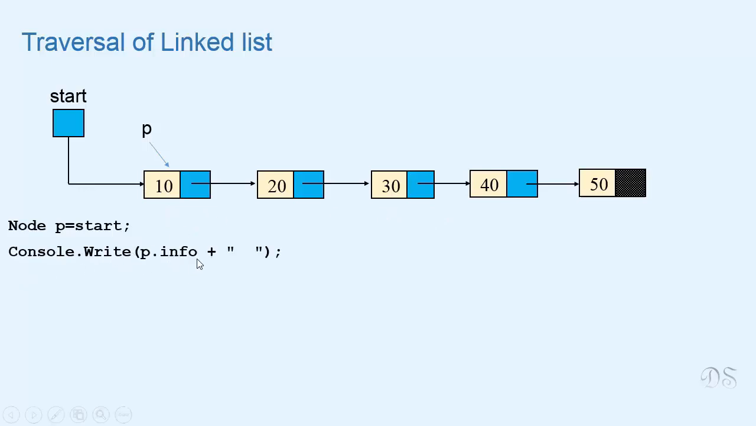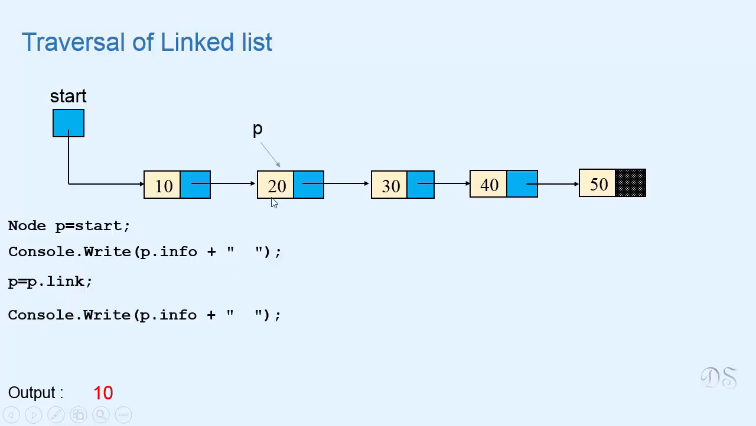Now we write this statement. P info is 10. So 10 will be printed. Next we write P equal to P link. So now P refers to this node. Now we write this statement. Now P info is 20. So 20 will be printed.